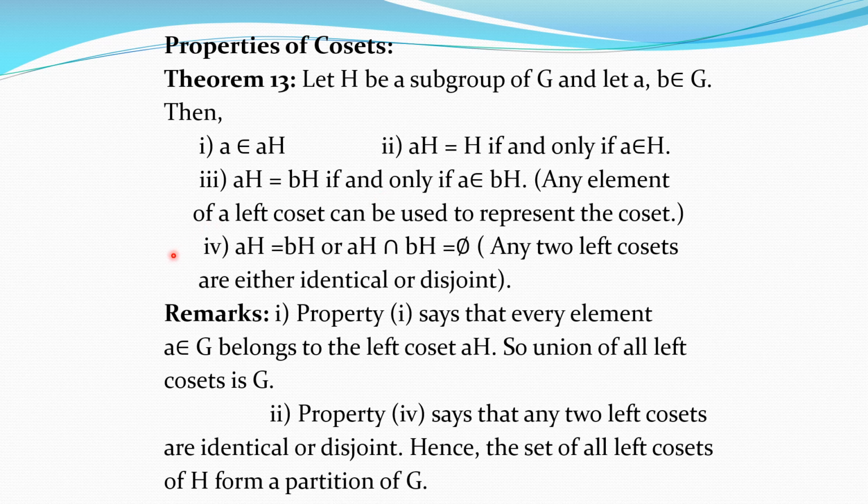Then fourth is very important: AH equals BH or AH intersection BH is phi. That is, any two left cosets of H in G are either identical, meaning they are exactly the same, or disjoint, meaning nothing is common.